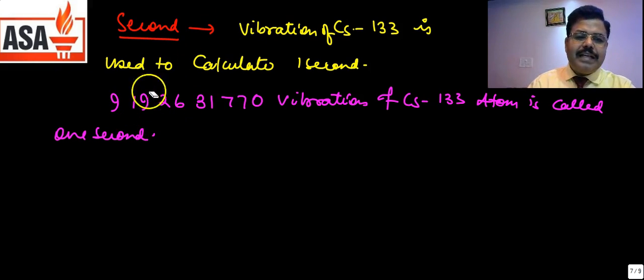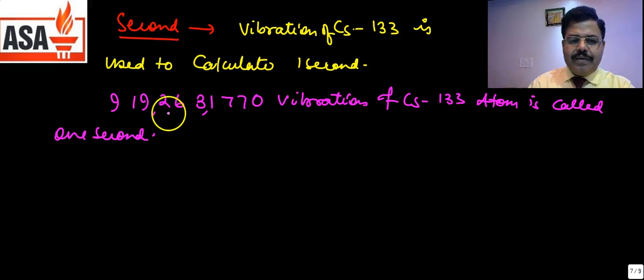Internationally it is written in 3:3 numbers. So 9 Arabs 19 crores 26 lakhs 31,770. This is the data which you can remember, and that can be calculated as this is the vibration of cesium atom is called 1 second. So 1 second आपने सीख लिया क्या है, right?